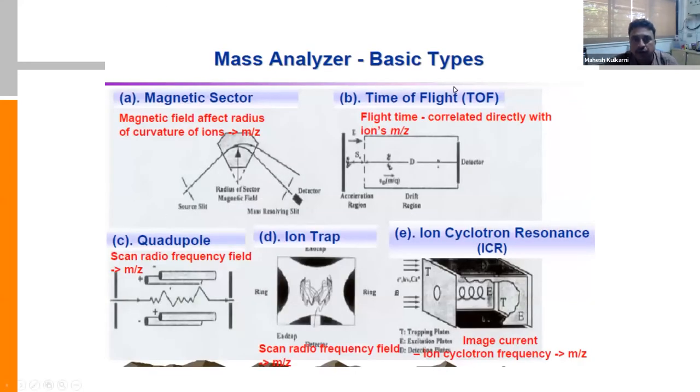Then we have different kinds of analyzers: magnetic sector, time of flight, quadrupole, ion trap, Orbitrap, and so on. I'll not go into the hardware or electronic aspects, but you should know that the mass analyzer is the component where the ions are separated according to their mass to charge ratio. There are high resolution and low resolution mass analyzers. Quadrupole and ion trap are considered low resolving analyzers, whereas time of flight, ion cyclotron, Orbitrap, and magnetic sectors are all high resolution mass analyzers.